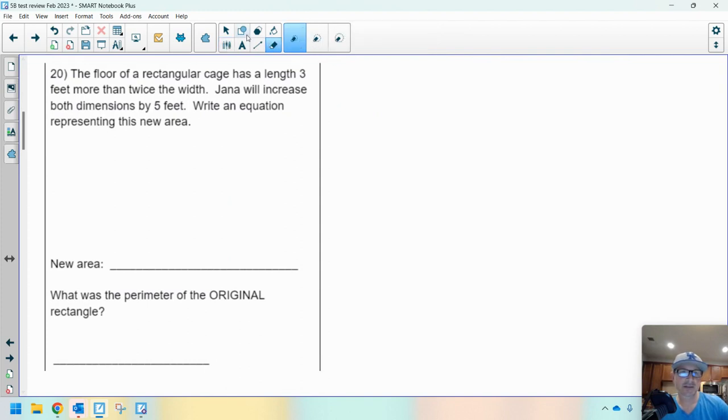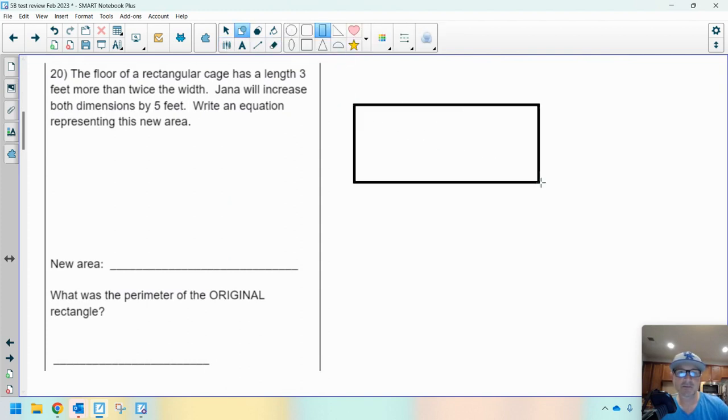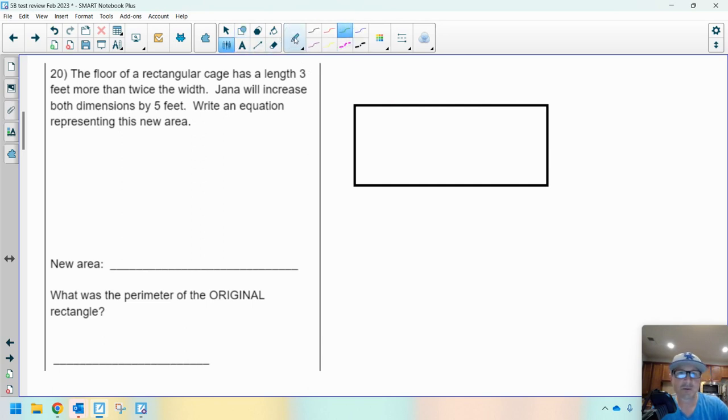All right. Rectangular cage. I see rectangular cage. I want to draw my rectangle. The floor of a rectangular cage has a length 3 feet more than twice the width. Wow, we're going back to some word problems that we had earlier, but we can do this. You guys are good. This is going to come back to you.